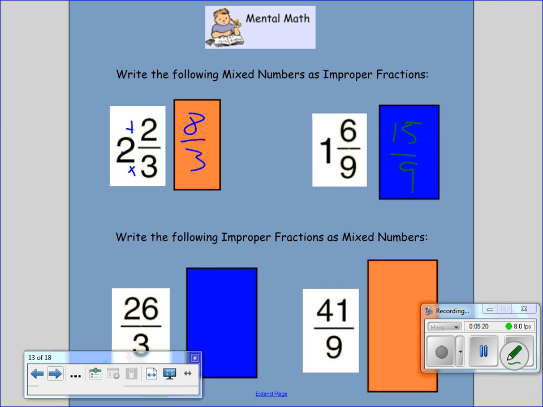Now I'm doing the reverse. How many 3s go into 26? 3 times 10 is 30. 3 times 9 is 27, so 3 times 8 is 24. That means 2/3 is left over. How many times can 9 go into 41? 9 times 5 is 45. 9 times 4 is 36. 36 and 5 more gives me 41. So 4 and 5/9.